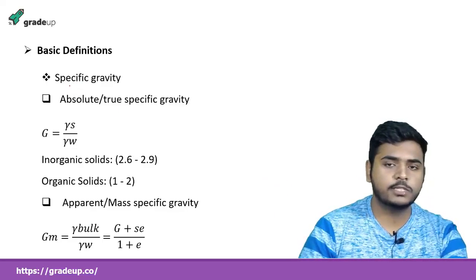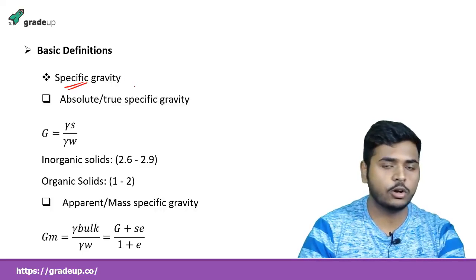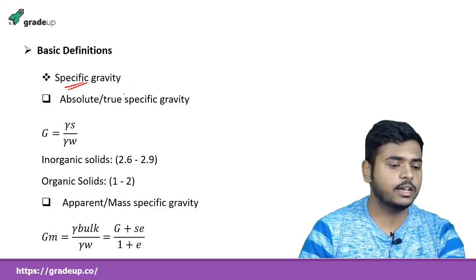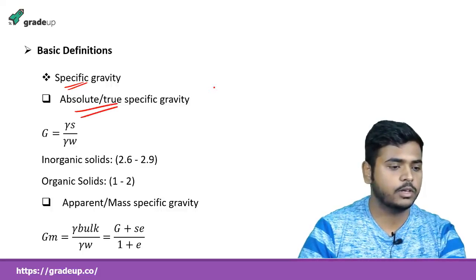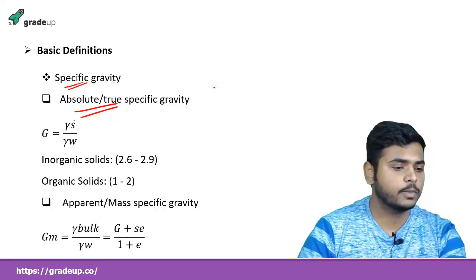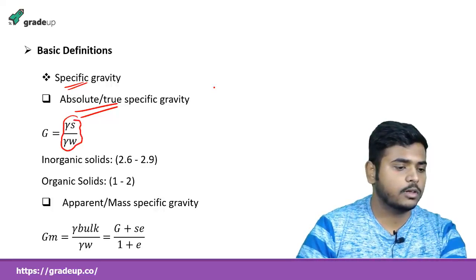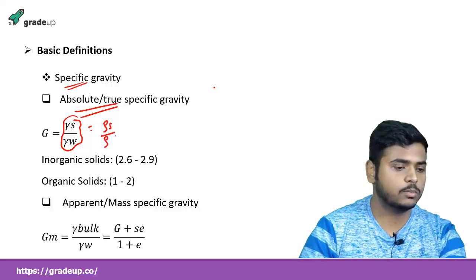Now coming to our topic, specific gravity. Specific gravity is of two types. The first is the absolute or true specific gravity, and the other is apparent or mass specific gravity. When it is not mentioned in the question, we have to consider the true specific gravity. It is denoted as the ratio of weight of solid of a volume to the weight of water of equal volume. Gamma S by gamma W, or rho S by rho W.